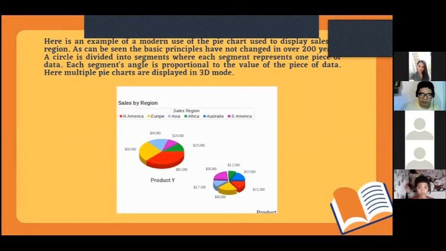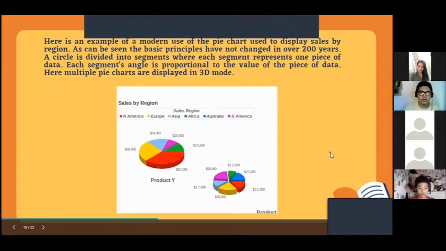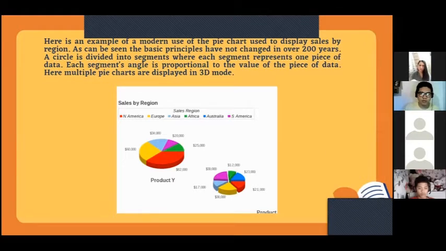The picture below is an example of the modern use of pie charts. As time evolves, the modernization of the pie graph exists. Here is an example of a modern use of the pie chart used to display sales by region. As can be seen, the basic principles have not changed in over 200 years.